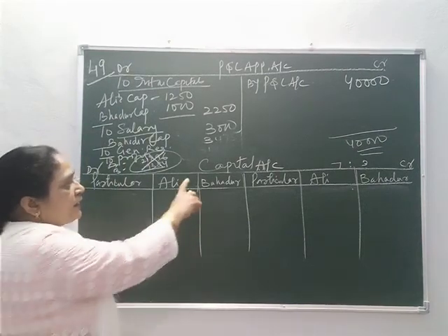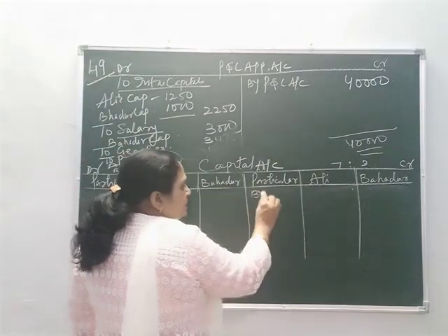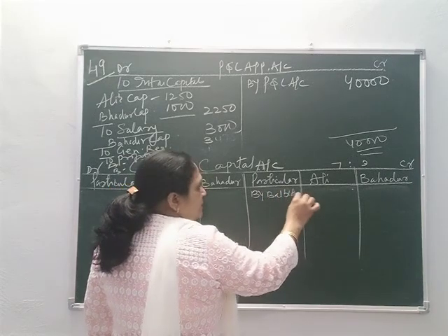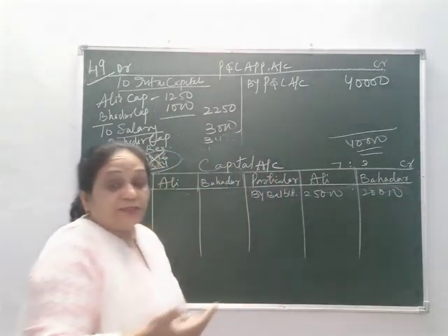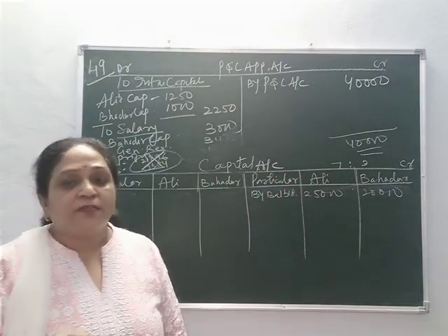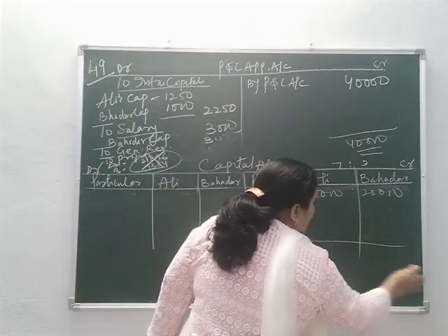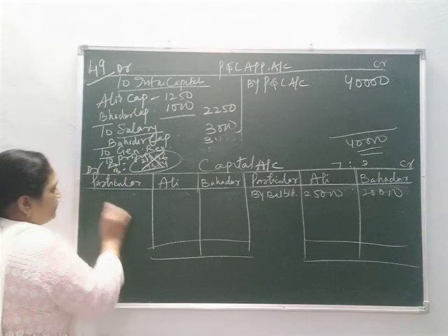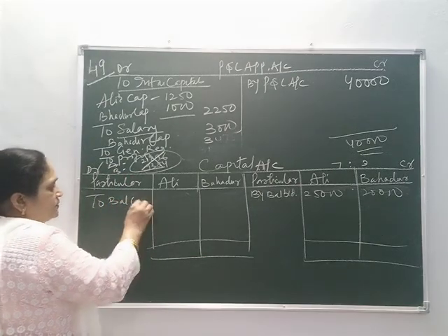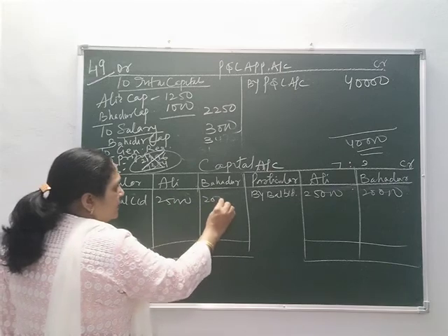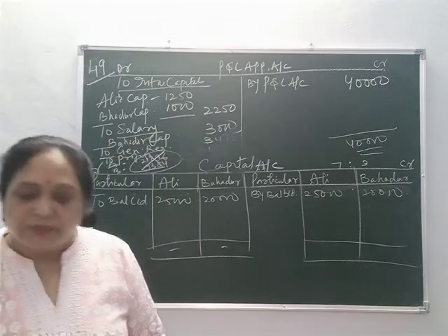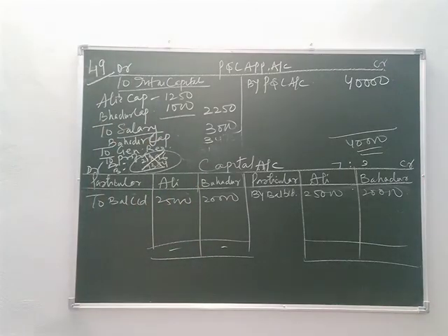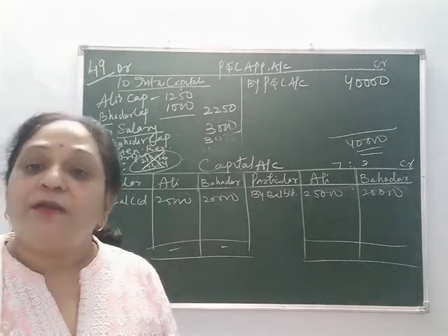Children, for the capital accounts, simply by balance brought down 25,000 and 20,000. That's it. We are not recording any other item in the capital accounts. So only you will close this 25, 25, to balance carried down 25, 20. Okay, you will balance this account. This is how the capital balance of the partners will not change when they are maintaining the capital account as per fixed capital method. Okay.